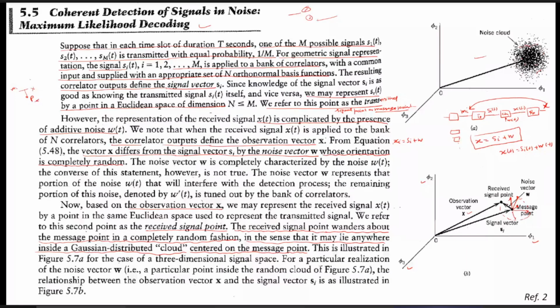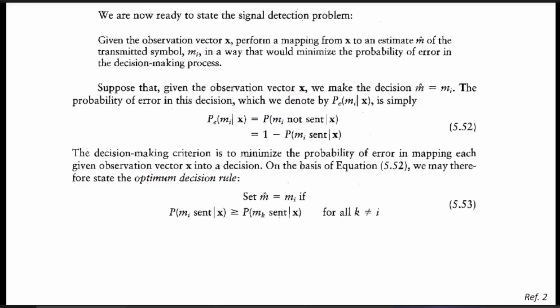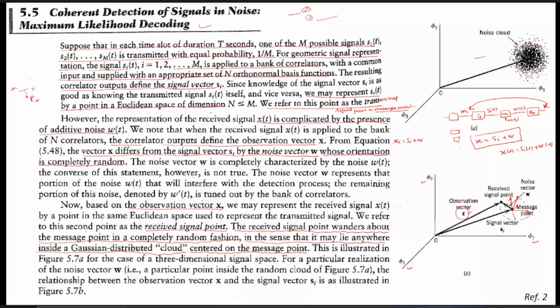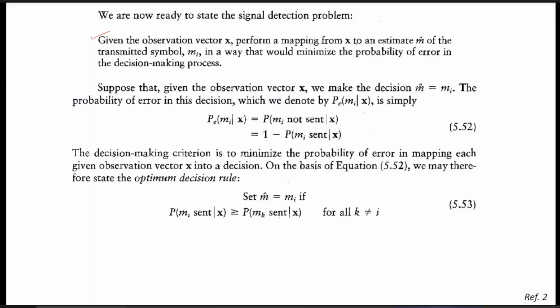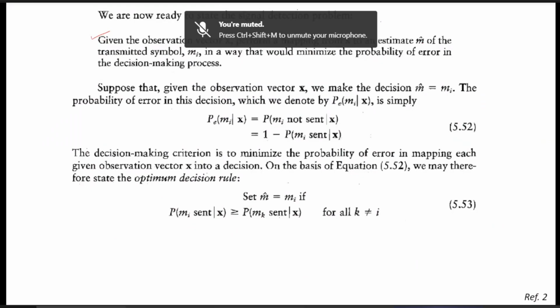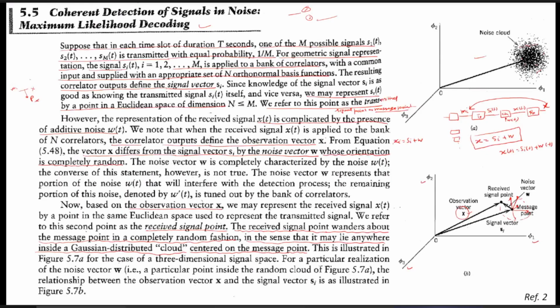So we can state our problem, that is, what we want to detect. For the given observations vector x, which is known, perform a mapping from x to an estimate m cap, because for the given observations vector x, we need to find out this m_i. Because of the noise, we cannot find it exactly; we can only estimate that the symbol m_i has been transmitted.